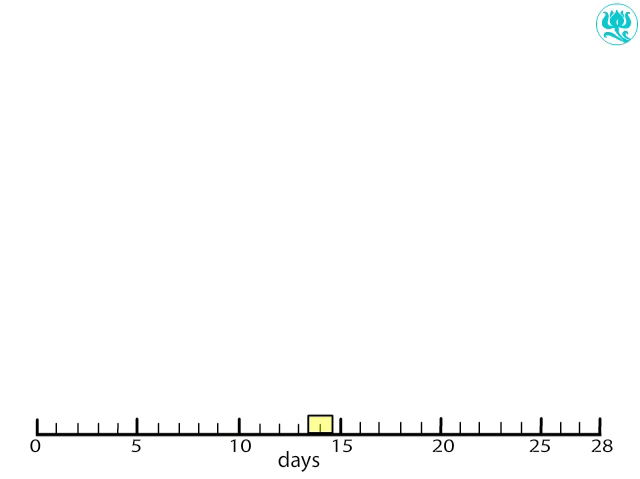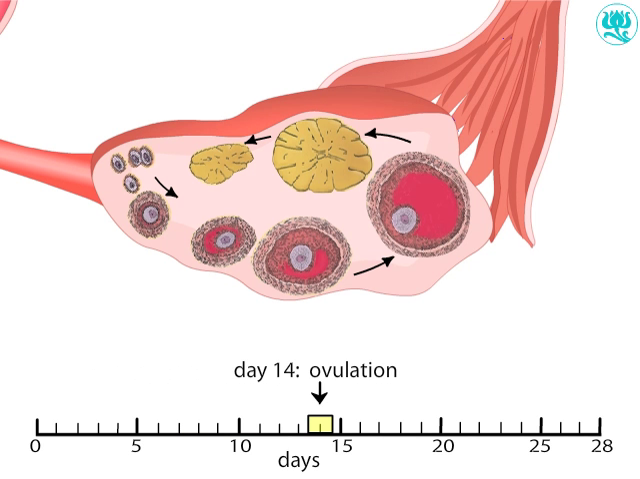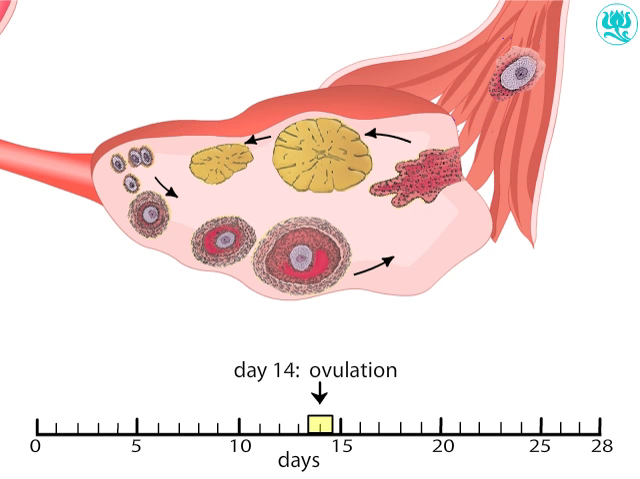At day 14, ovulation occurs, and the secondary oocyte erupts from the ovary. The oviduct contains microscopic cilia that beat and draw in the released oocytes. This immature egg enters an oviduct, where it may become fertilized by a sperm cell and complete meiosis.